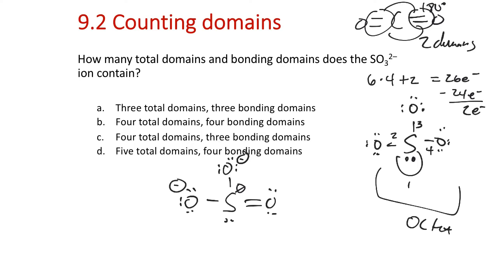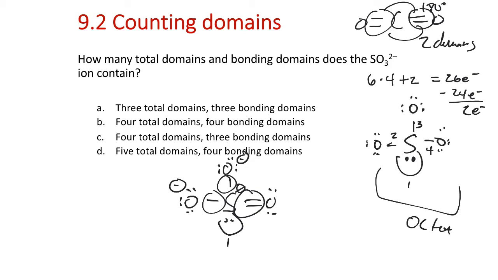Now, for the sake of chapter 9, it almost doesn't make a difference. Notice how, if you're not sure which one's the better Lewis structure, the answer to the question doesn't depend on either structure. We're still counting 1, 2, 3, 4 total domains. So we have four domains, whether you're looking at either one of those Lewis structures.